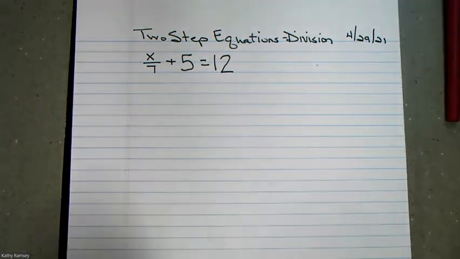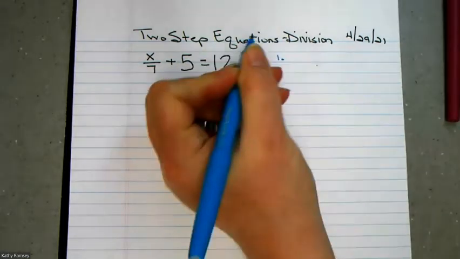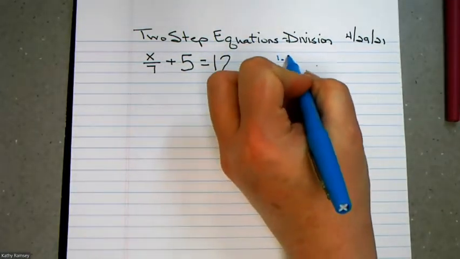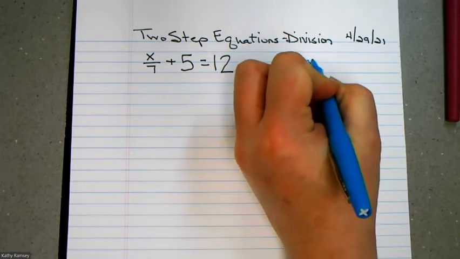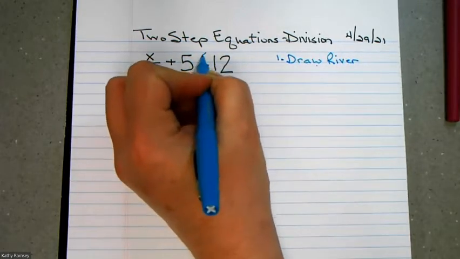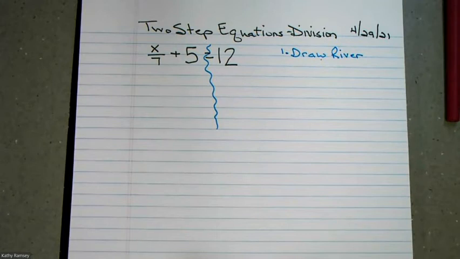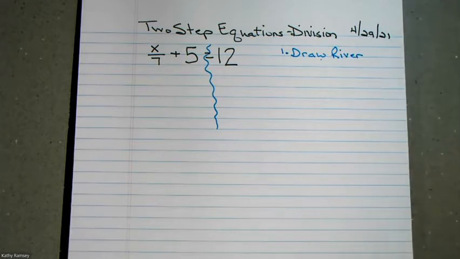So if you remember, my thing is always to separate the two sides to make sure that I remember that they are equal and separate. So I draw a river. Some people draw a wall. Some people do whatever you need to do to separate the two sides. It's really important that we're able to see them as separate.